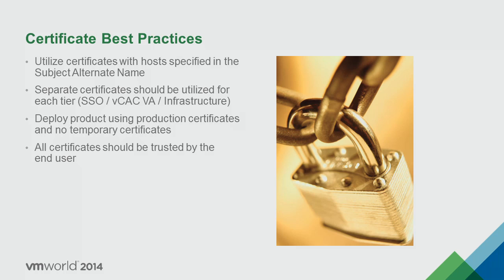We also recommend that separate certificates are generated for each tier because in reality, vCAC is just a 4-tier app now, and you would need a cert for each one. And please, if you have the chance to do this, deploy the product using production certs. If you utilize temporary certs that you're going to replace later on, we do support it. You can change them. It's just a failure-prone process. And as always, all certificates should be trusted by the end user, so they're not getting the certificate warnings.